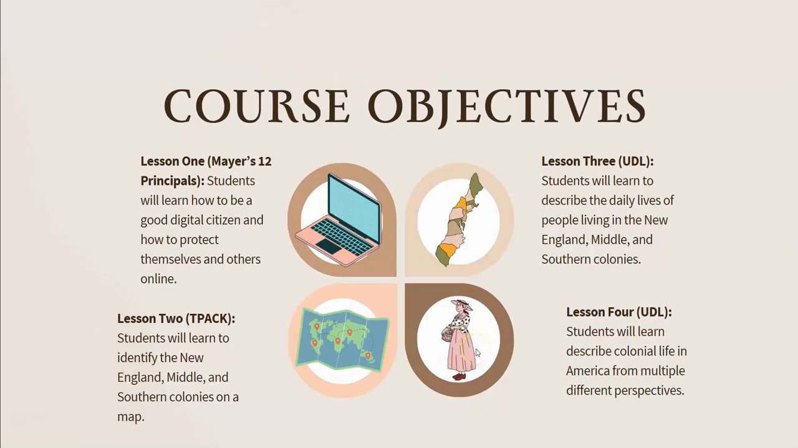For my course objectives, lesson 1 is students will learn how to be a good digital citizen and how to protect themselves and others online. Lesson 2 is my TPAC learning activity, where students will learn to identify the New England, Middle, and Southern colonies on a map. Lesson 3 is my first UDL lesson, where students will learn to describe the daily lives of people living in the New England, Middle, and Southern colonies. And lesson 4 is my last UDL lesson, where students will learn to describe colonial life in America from multiple different perspectives of people.